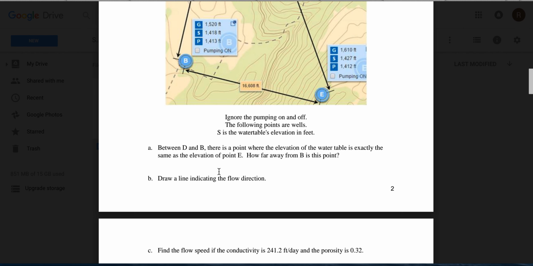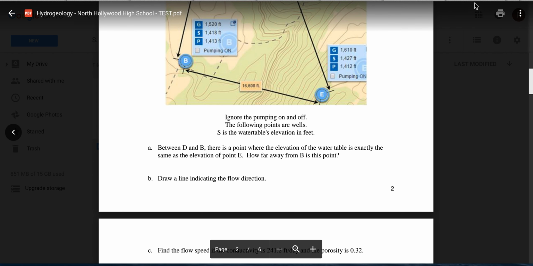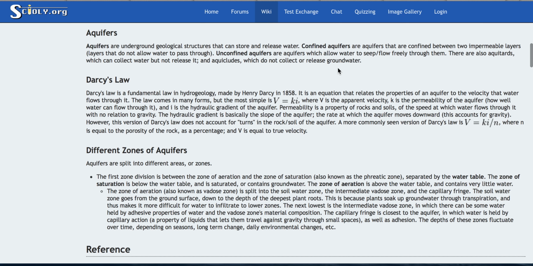And the last problem is you have to find the flow speed if the conductivity is 241.2 feet per day and the porosity is 0.32. So basically, in order to do this, you're going to be needing the equation V equals Ki over n, which is essential for the hydrogeology challenge. If I just go over to the SciOly.org wiki, for example, they have the equation V equals Ki over n.